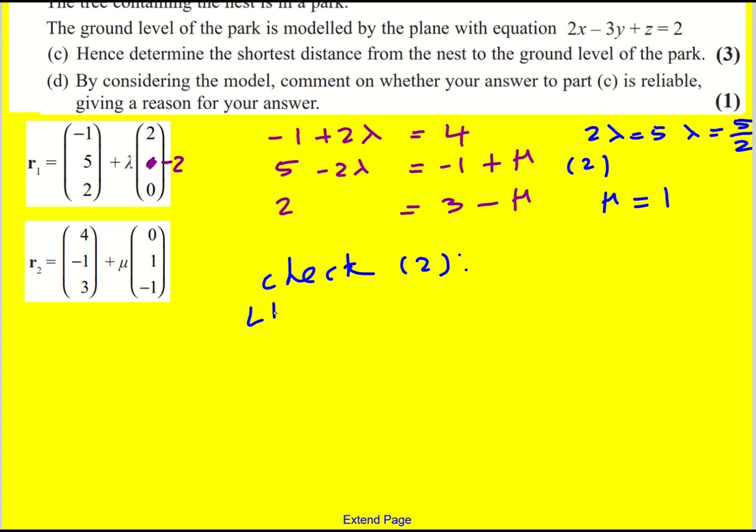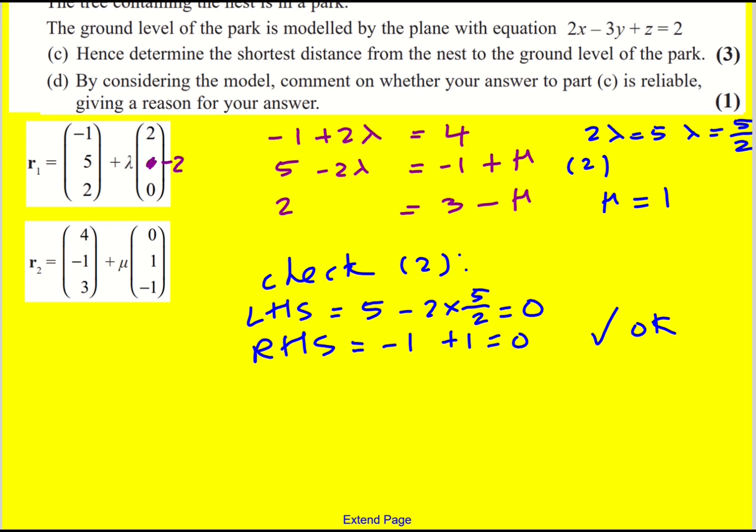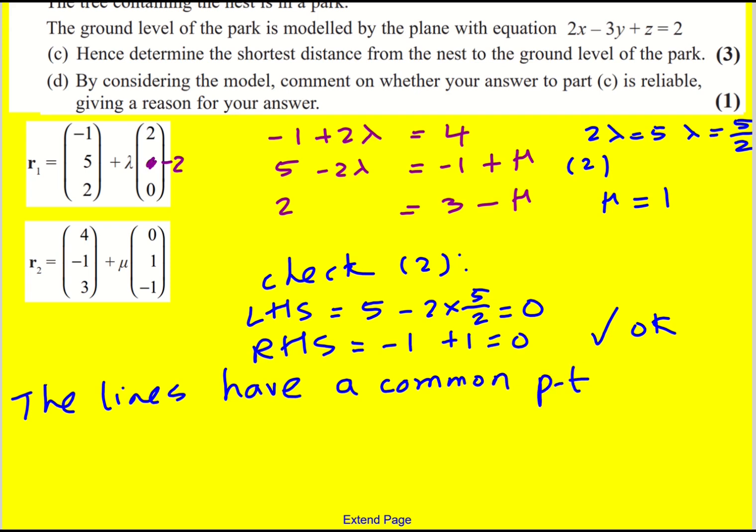So then the left-hand side will equal 5 minus 2 times 5 over 2. It's going to be 0. And the right-hand side is going to equal minus 1 plus 1, which is 0. So this is okay. And the lines have a common point. Let's work out what it is.